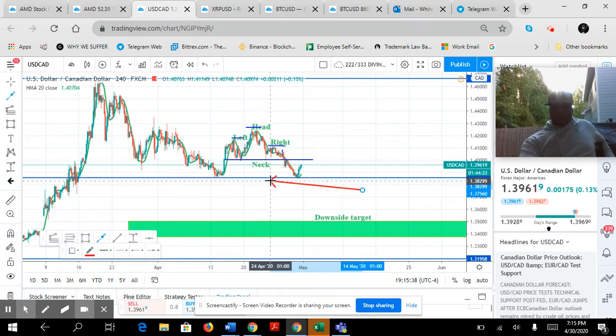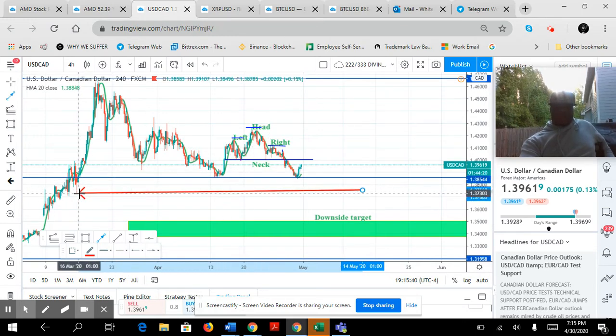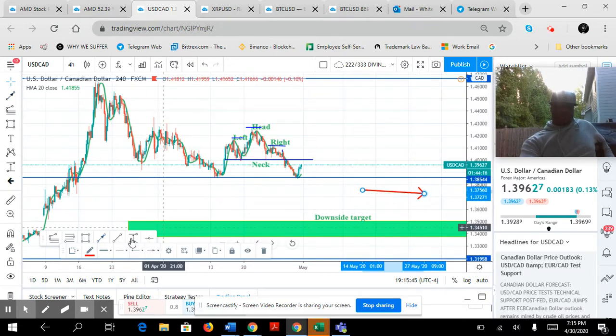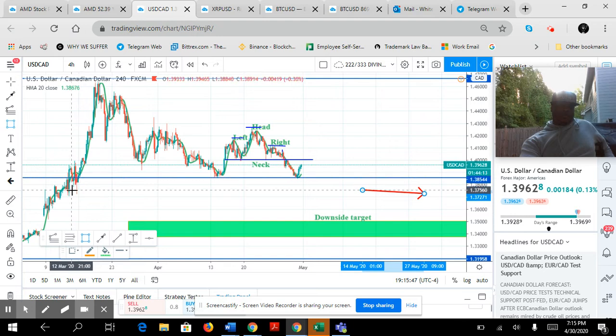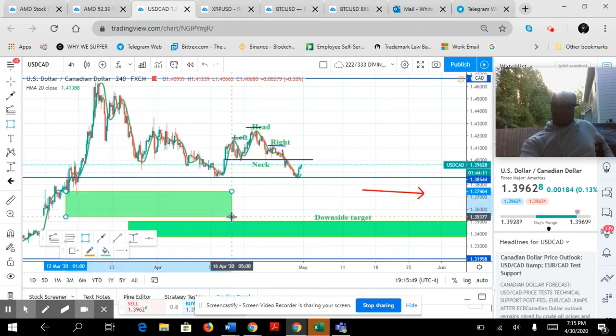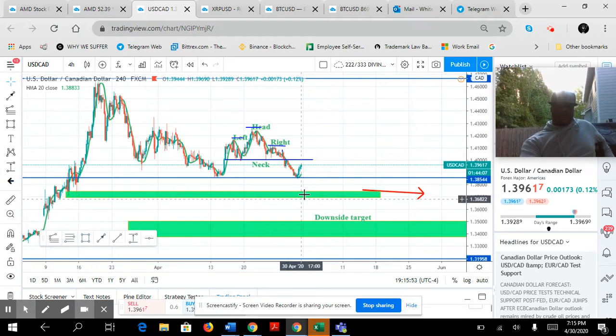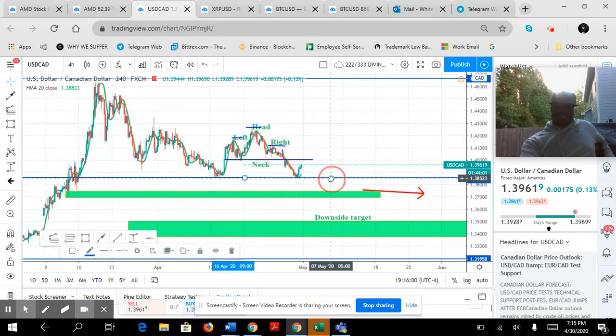So if it breaks this resistance, what's the next major area? Right here. All right. What you want to do, if you can, is take an area right here, drag it over. Boom. If it breaks this, we know that it wants to hit here, and it can do what? It can come back and retest this area, okay, and then go down.